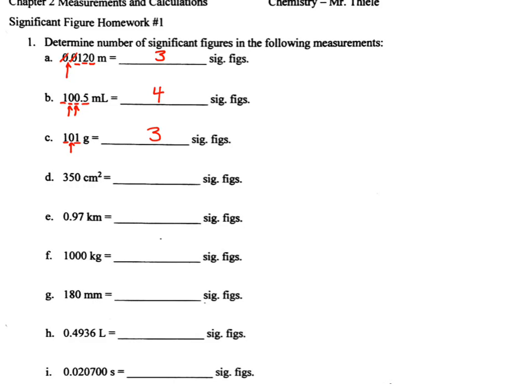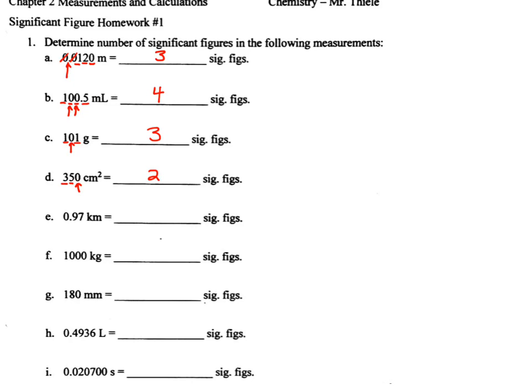Next we have 350 square centimeters. Alright, so now the 3 and the 5 are non-zero, so they are significant. However, this 0 right here is at the end of a number, and it is to the left of where a decimal point would be. Now, that makes a 0 insignificant unless the decimal point is actually drawn in or written in. And in this case, that is not the case. We have 350, no decimal point written, so that just means that we have 2 significant figures here only, the 3 and the 5. The 0 is not considered a significant figure in that particular problem.